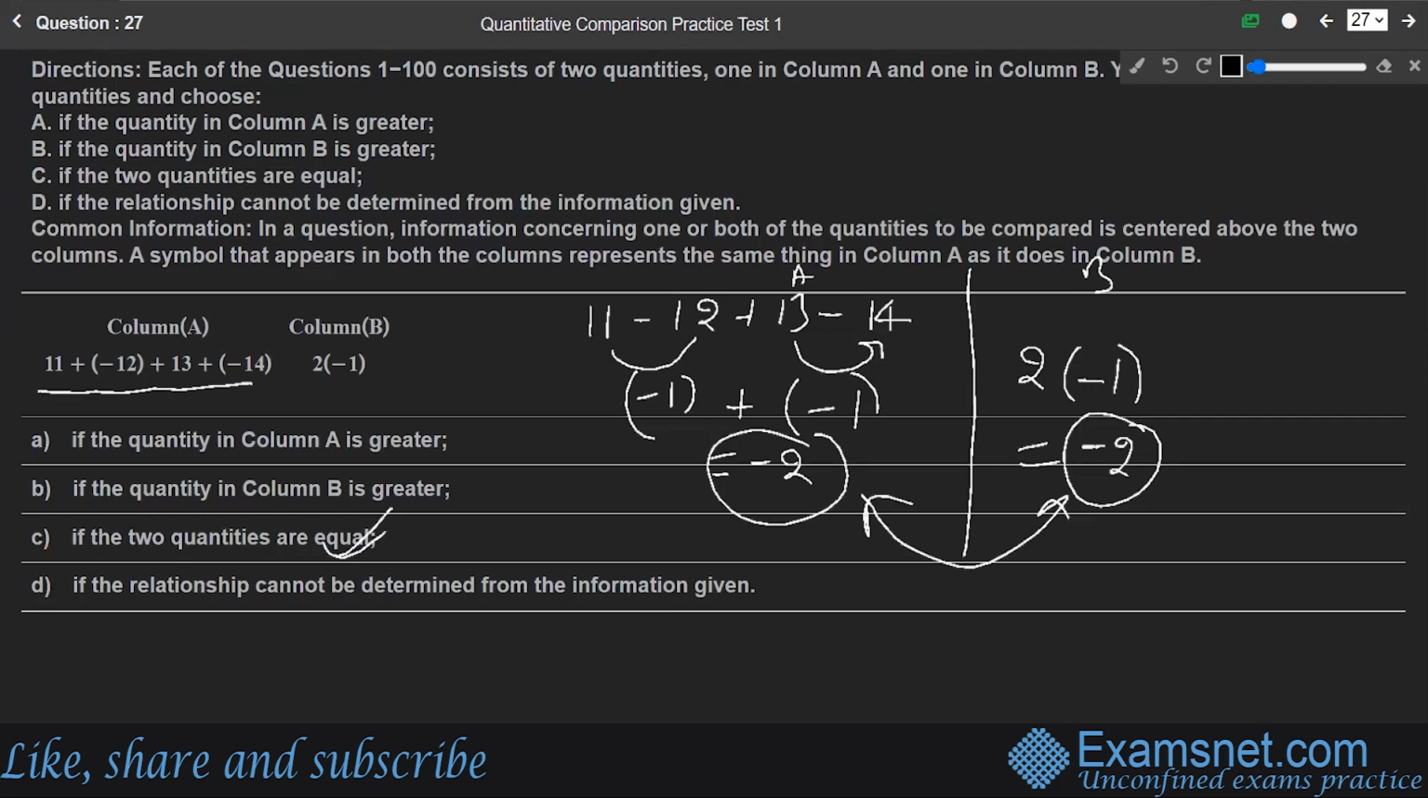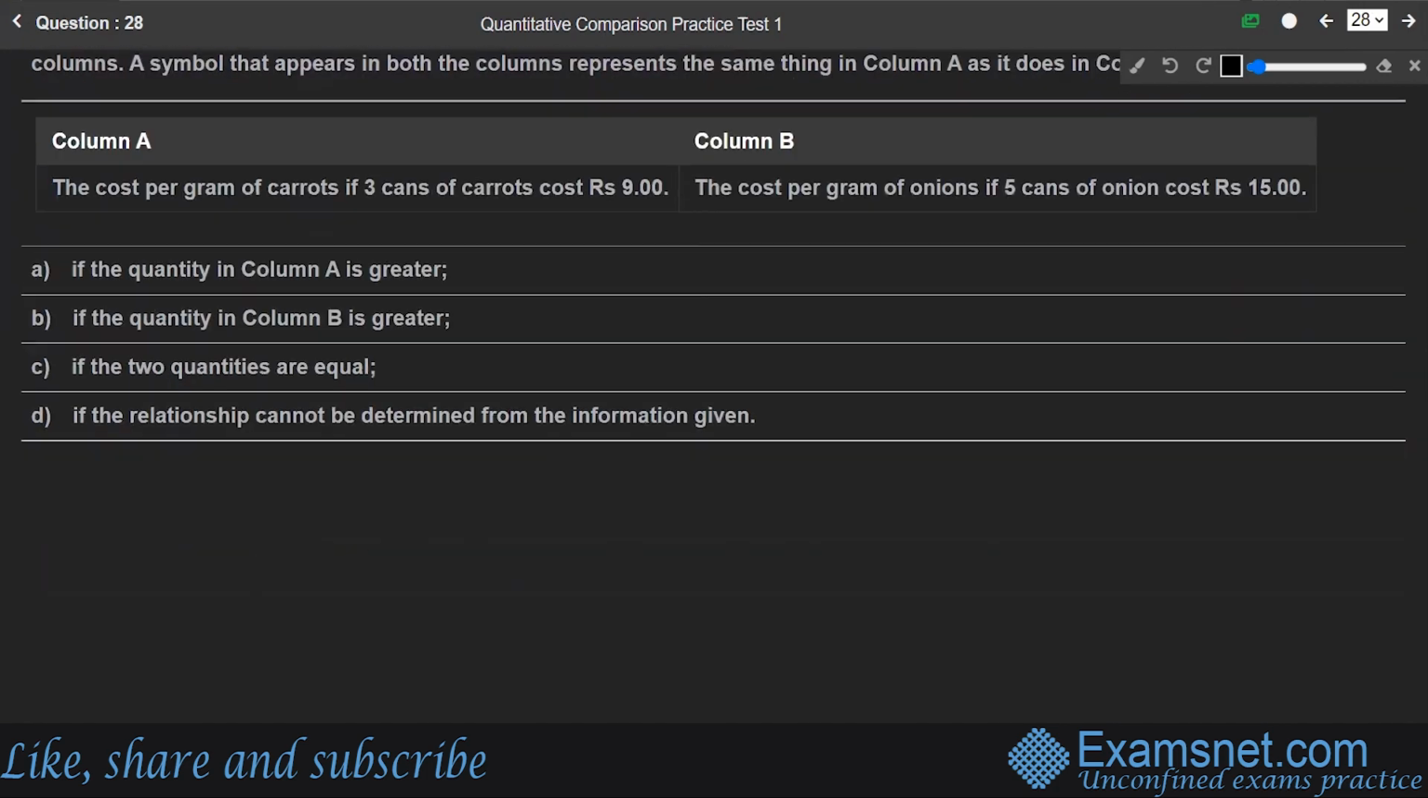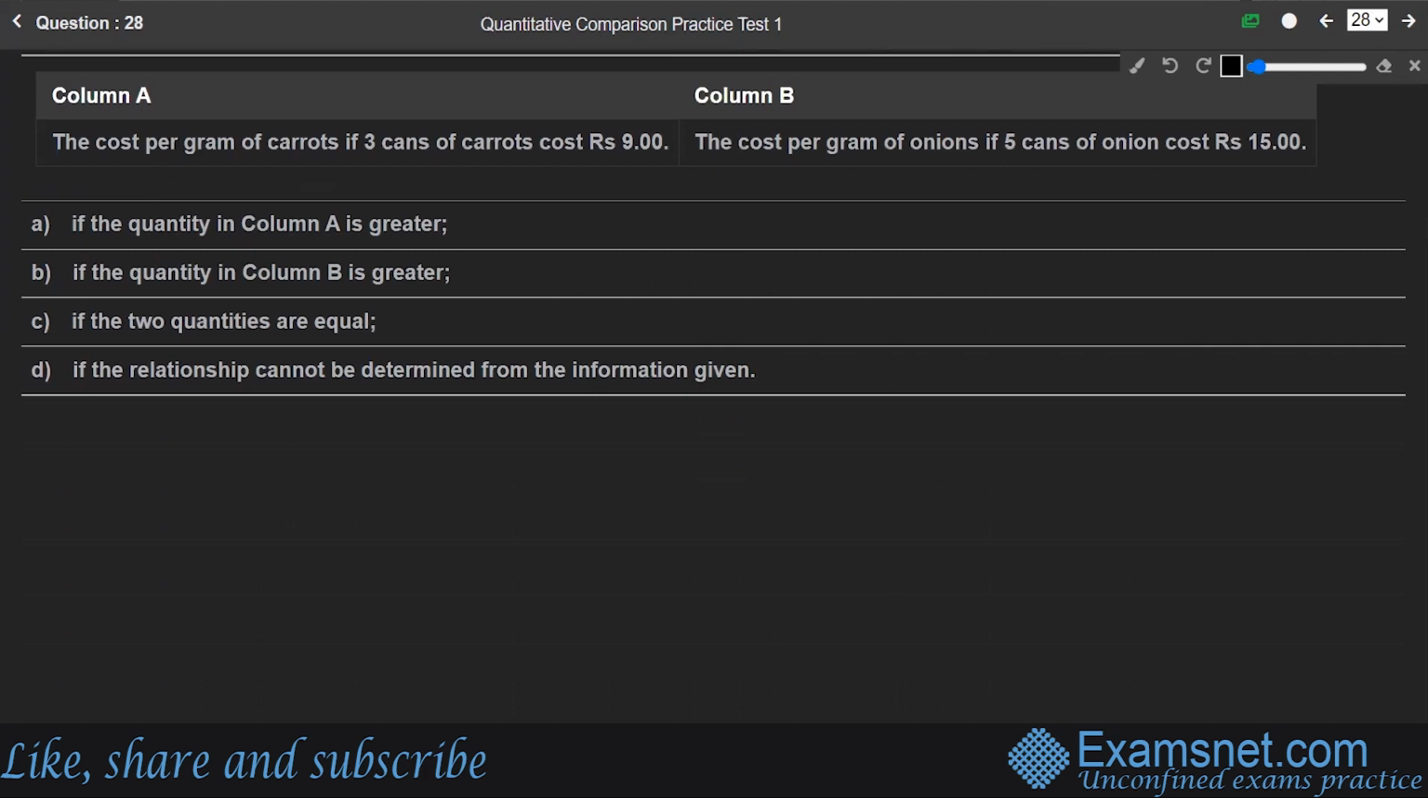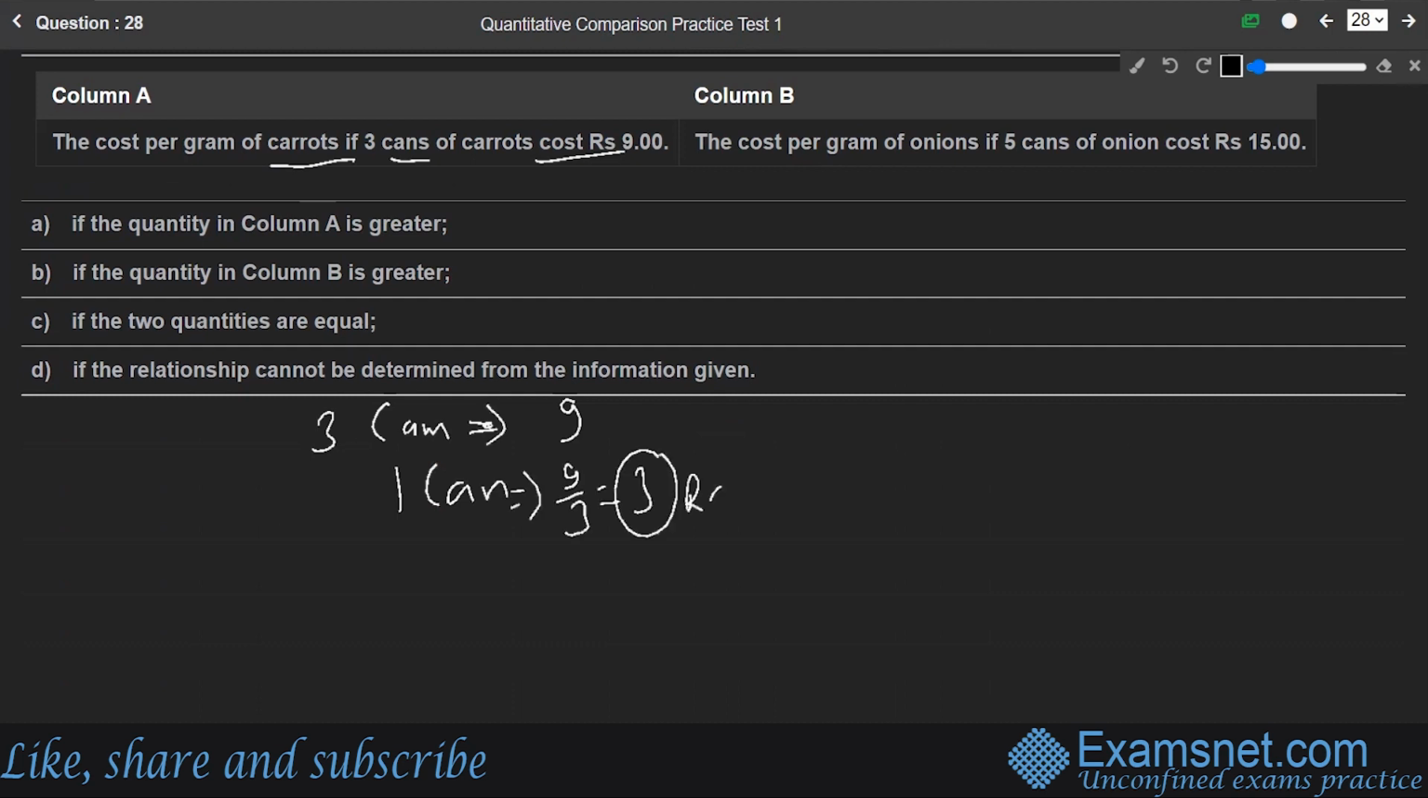Okay, let us see the next one. 28 says cost per gram of carrots if 3 cans of carrot cost rupees 9. Okay, 3 cans of carrot cost rupees 9. This is the information provided. So one can will be having a cost of 9 by 3, that is 3 rupees. So one can will be having the price of 3 rupees. That is what is happening in column A.